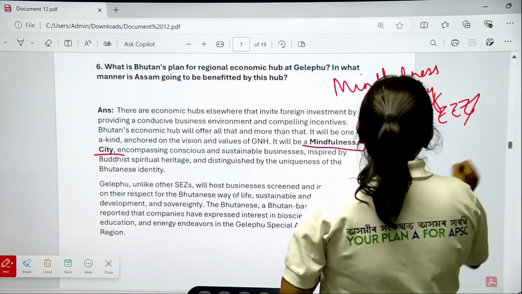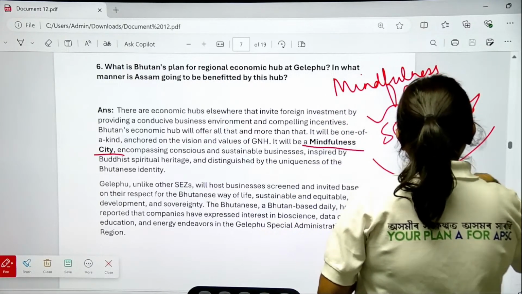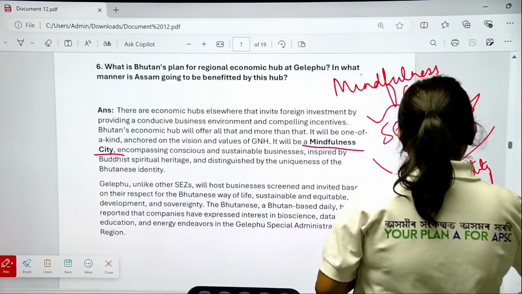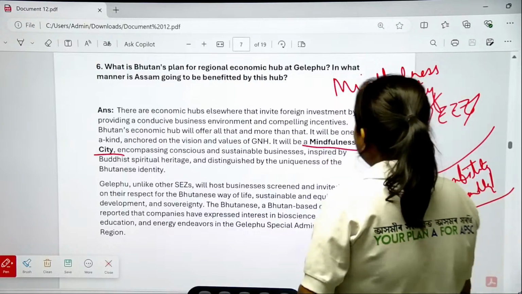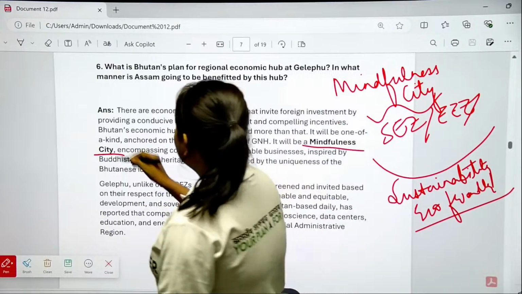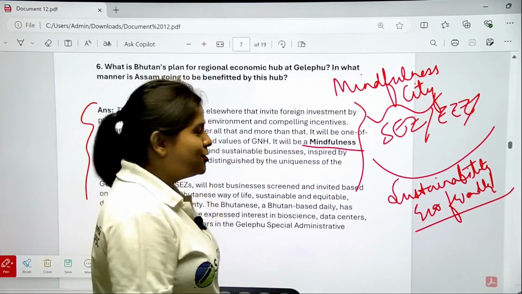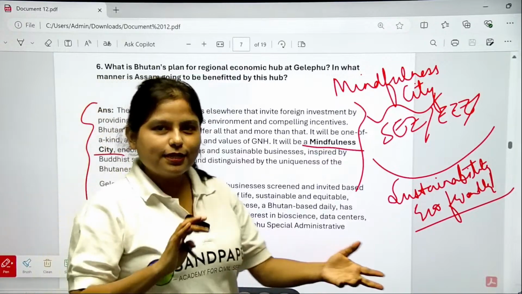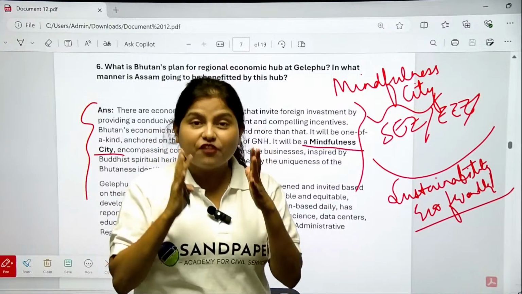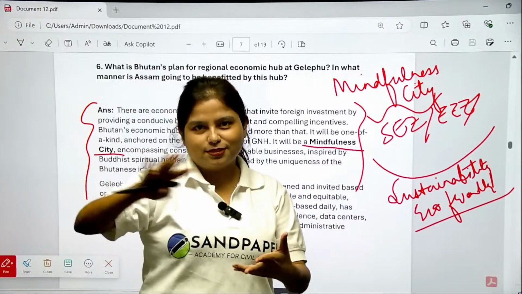We will have to bring in sustainability. We need to be eco-friendly, and we need to be according to the Buddhist spiritual heritage of Bhutan. So the talk is that it will be a mindfulness city, a very intelligent concept. But basically they have not done anything very new. It is old wine in a new bottle.